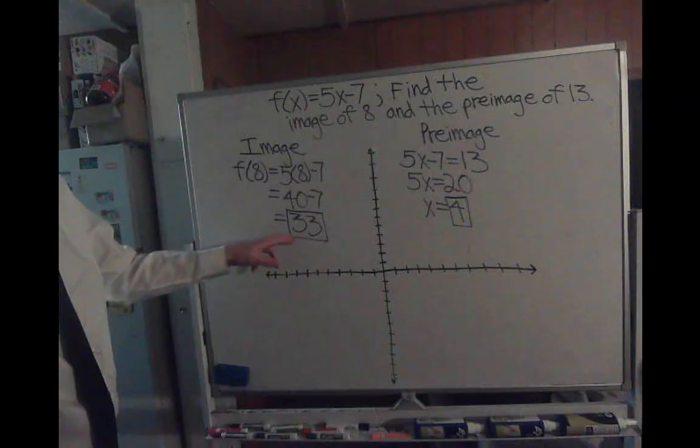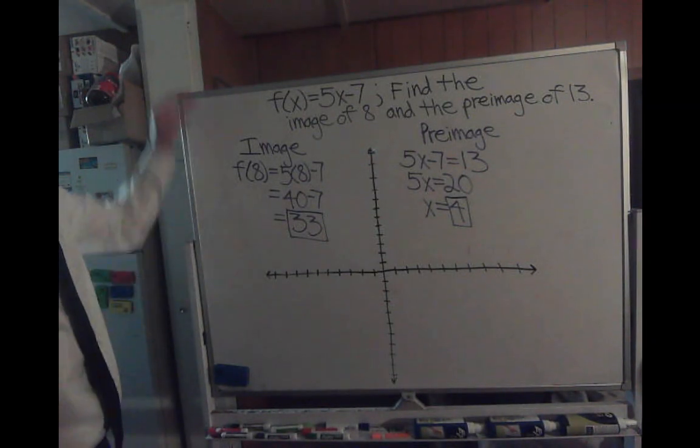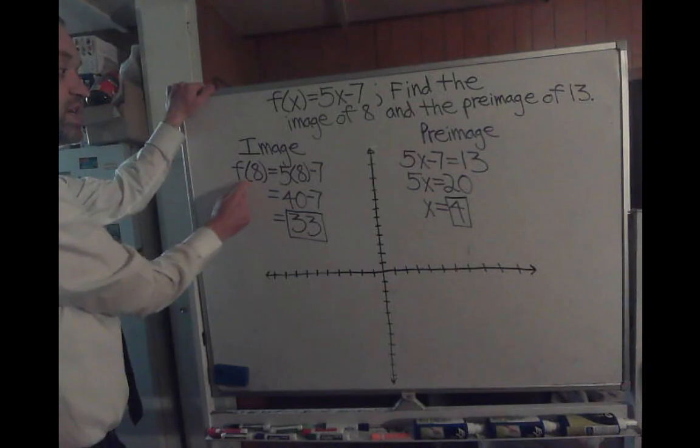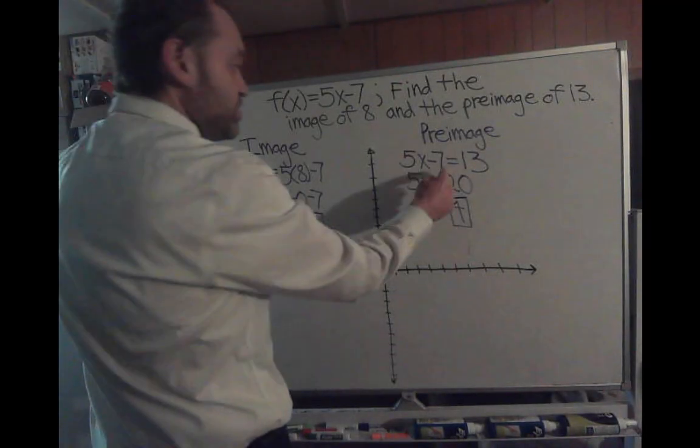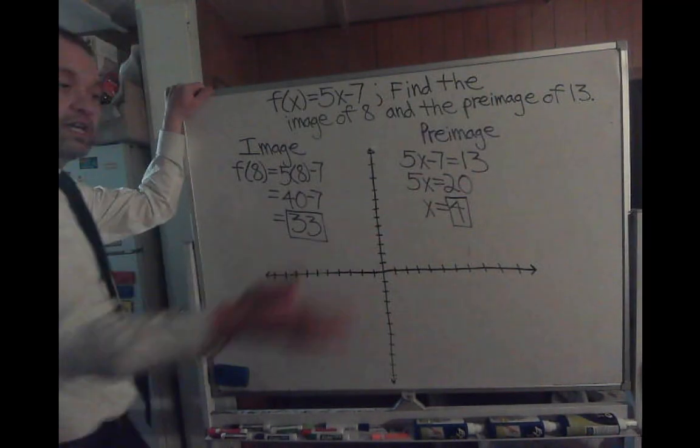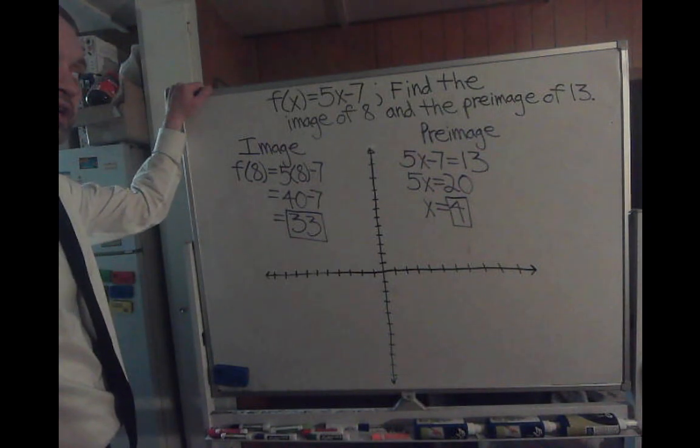And then the image of 8 is 33. So to find the image, you stick the value of the image into the function. To find the preimage, you set the function itself equal to the value of the preimage. And then you solve for the variable.